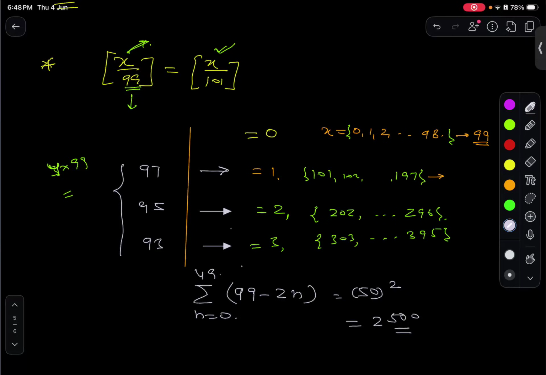1 plus 3 plus 5, the sum of odd numbers will be the number of terms, the square of the number of terms. So that's directly we can write that.